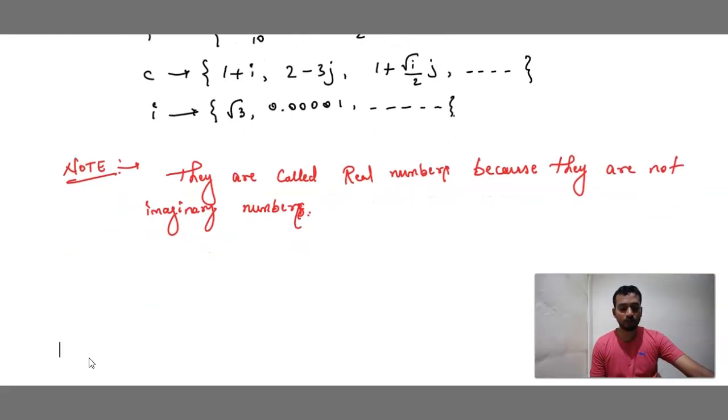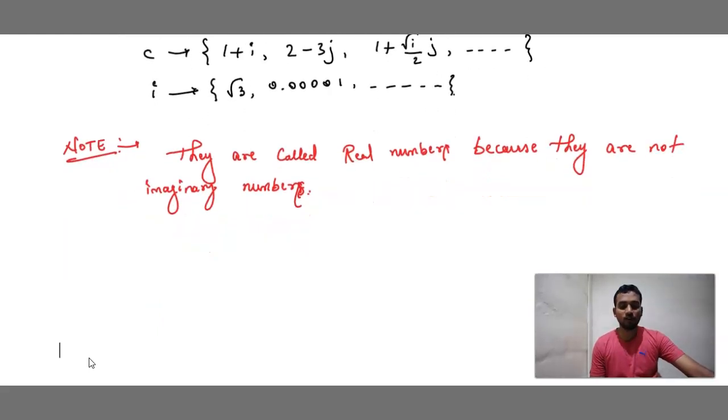So you should remember this. Note, very important: these all numbers are called real numbers, the numbers which are natural numbers, whole numbers, integers, fractions. Why? In case they ask you any question related to that, you should say that these all are called real numbers because they are not imaginary numbers. This is a very important question. Once in the exam, this question has appeared. For example, they may specify any number and ask why it is a real number. 3 by 2 is a real number. Why? Because it is not an imaginary number, so we call it a real number.